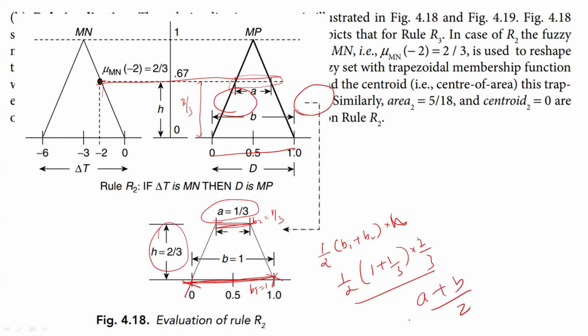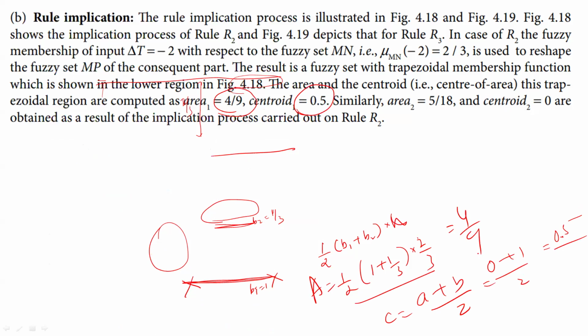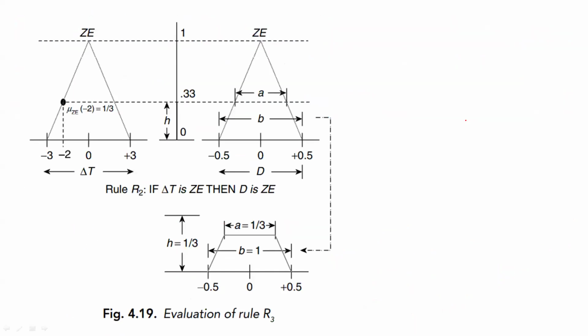So that is (A plus B) by 2 is the centroid, that is (0 plus 1) by 2, which is nothing but 0.5. So that is the equation for the centroid, and the area is given by 4 by 9. So for area 1 is given by this, centroid 1 is given as 0.5. Similarly, for the second figure also we have to find, we get the answer as 5 by 18 and centroid is equal to 0. Okay, so we look at the second figure, this one, rule 2, rule 3, sorry.